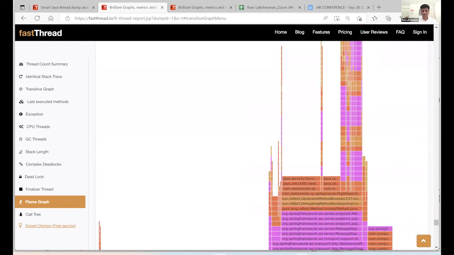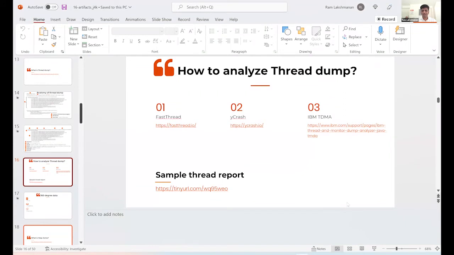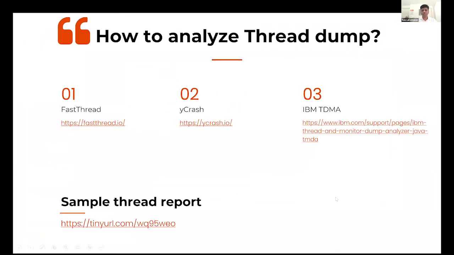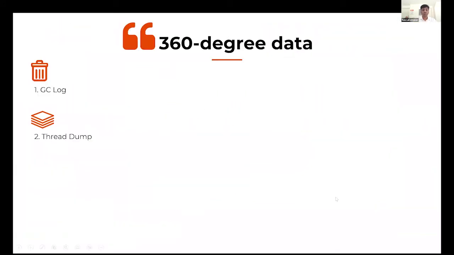Okay, so this is the second artifact that we want to look at capturing when there is a production problem.